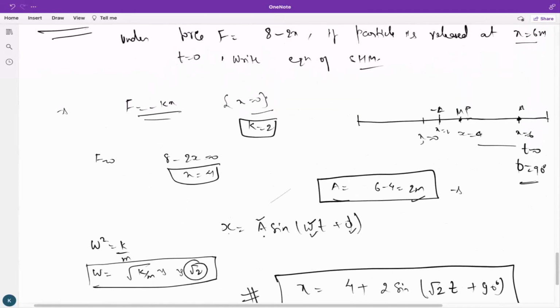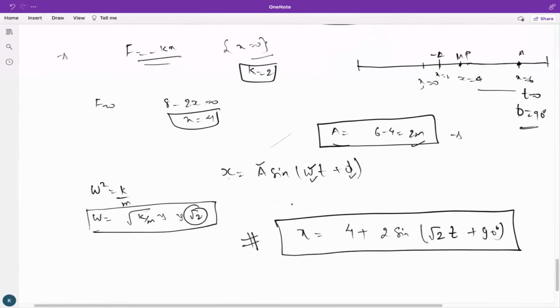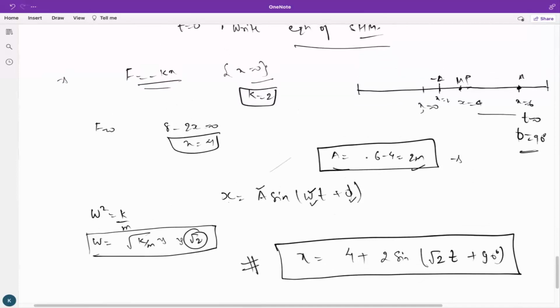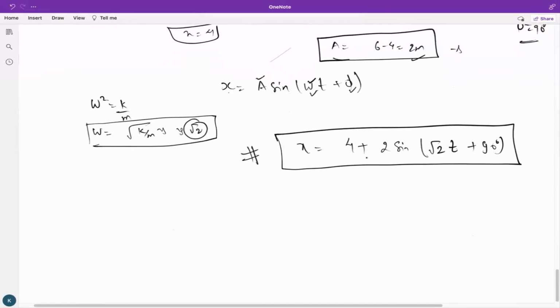So if somewhere you have to find the equations of motion, then you have to find a, omega and phi. Okay, so you have to deal with it in this way. I hope it will be clear to all of you. Now let's move to the next topic, which is termed as phase difference due to time difference.